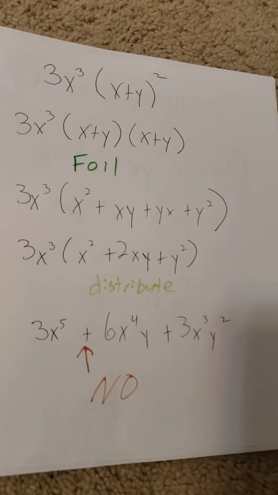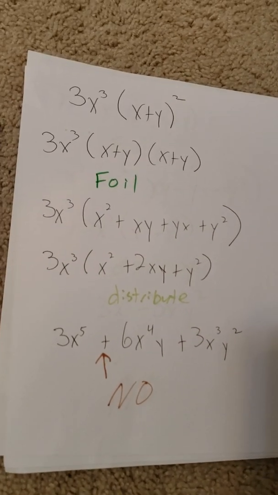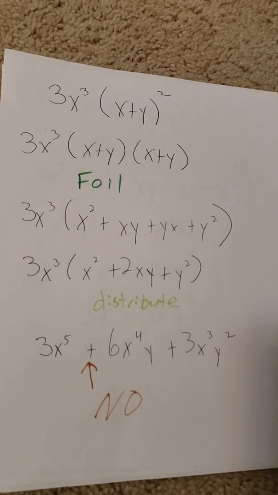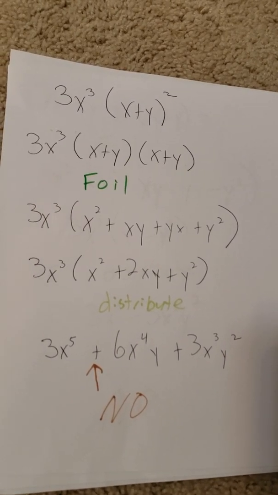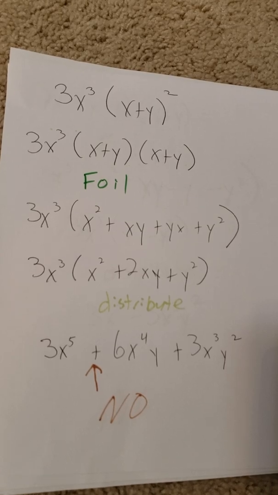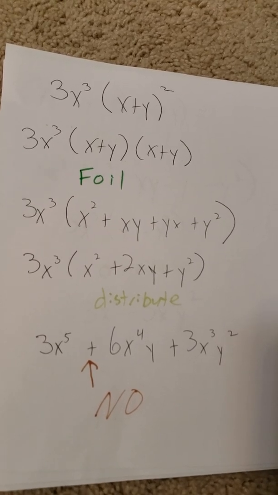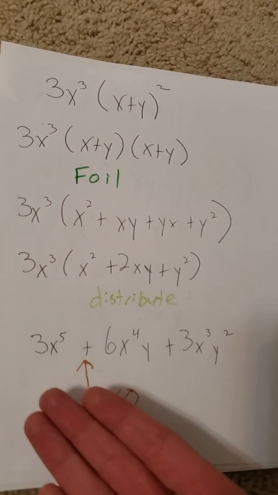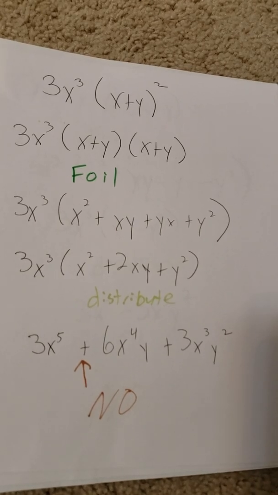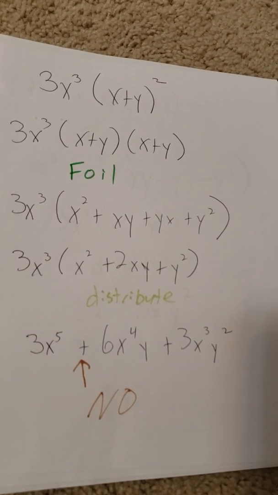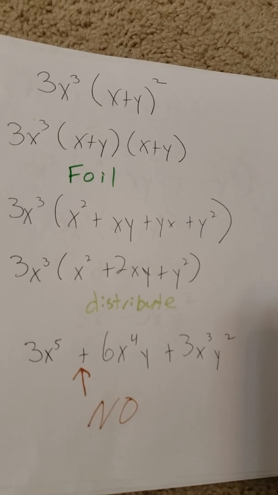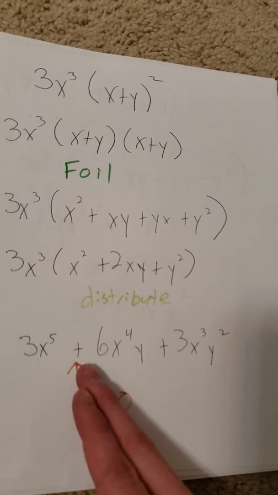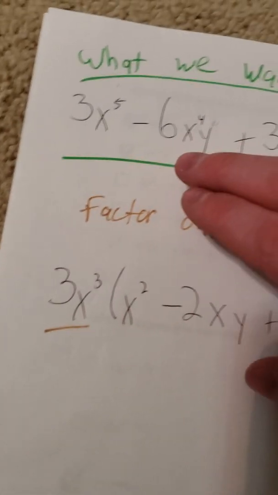This one is similar to our first equation. We're going to set it up like we're going to use FOIL. Then we're going to distribute the 3x to the third, and that is going to give us this. But as you can see, it is not equivalent to our initial equation, because this is a plus and this is a minus.